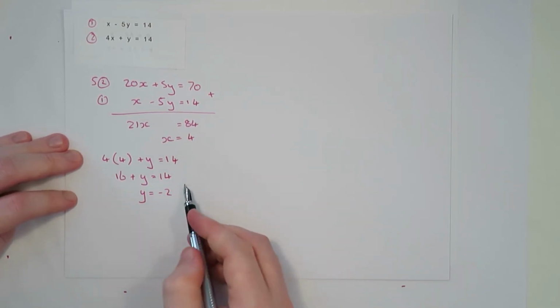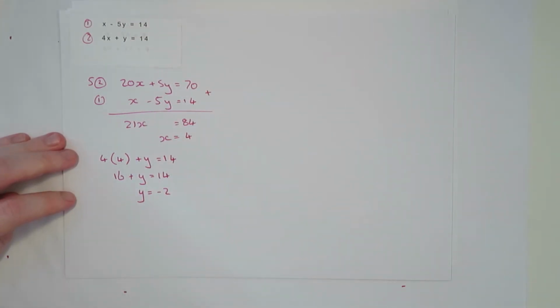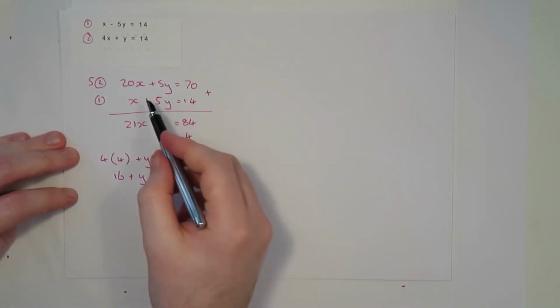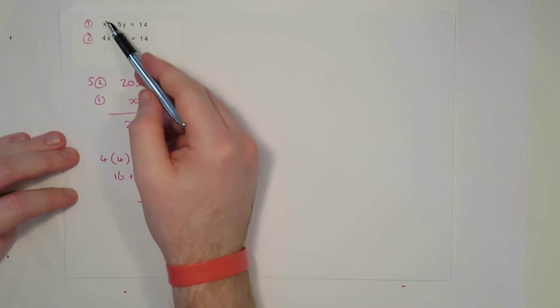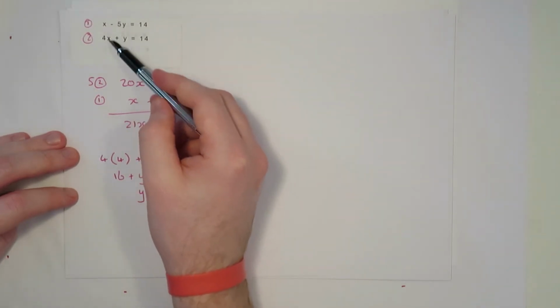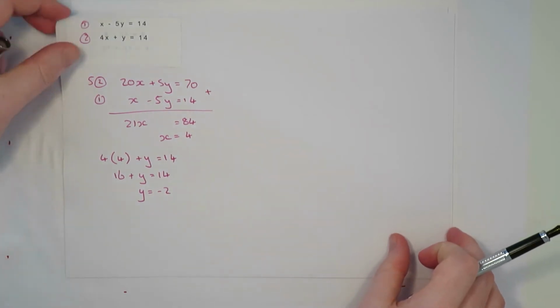Substitute both of these then back into the other equation to double check there that you've definitely got the right solution. Alternatively, another approach to this question would have been to multiply equation 1 by 4 and then subtract both equations to get rid of the 4x. That's another way that you can do it.